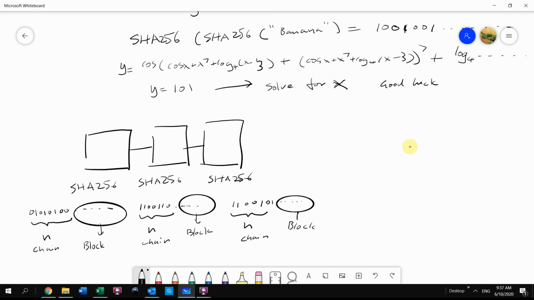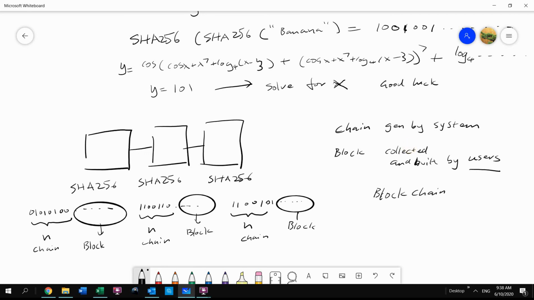All right, so the chain part is randomly generated by the system. Okay, it's generated by the system. All right, it's by the designer Satoshi. Okay, and we also have the blocks. The blocks would be collected and built by the Bitcoin users, right? And each user will eventually develop not only a block, but they also will work on the chain. So that's why we call it blockchain technology.